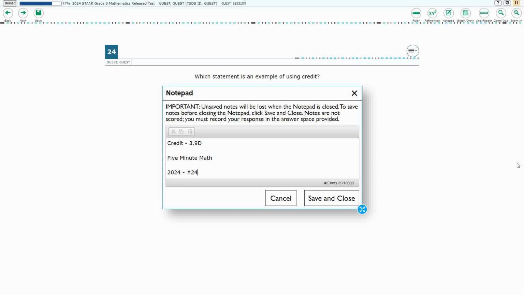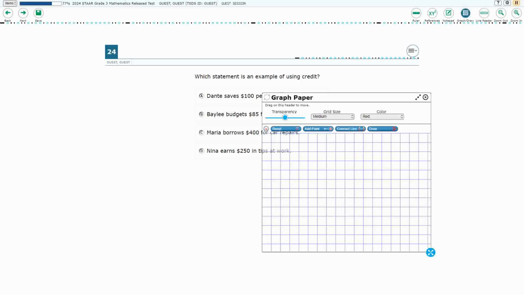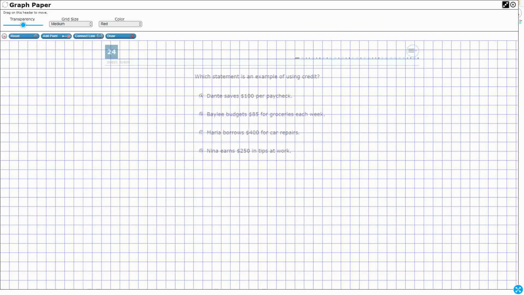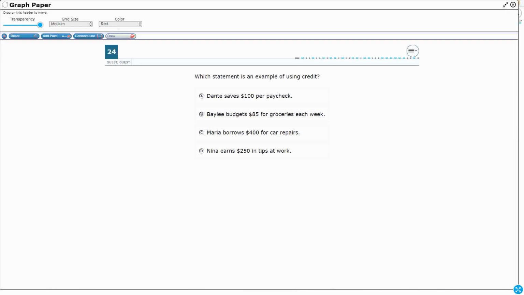Today we are looking at the third grade concept of personal financial literacy, credit. This is standard 3.9D in the great state of Texas, and we are using item number 24 for the 2024 released STAAR test. If you haven't done so already, please take a moment to pause the video, work this problem out on your own, unpause it, and we will look at our answers together.